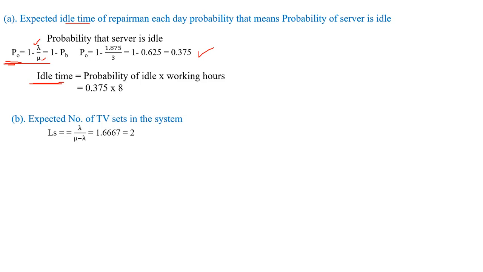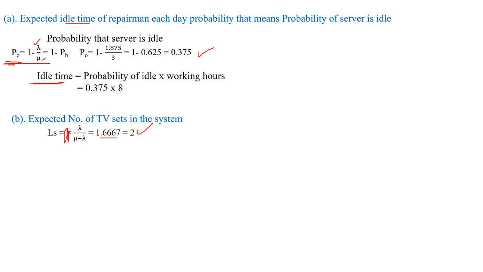Second, you have to determine the length of the system, the expected number of radio sets in the system, that is Ls. So Ls is lambda by mu minus lambda. Then you substitute the lambda and mu values in this equation. We will get 1.667, that is approximately 2. So this is the solution of the given problem.